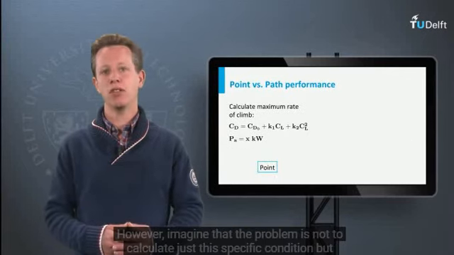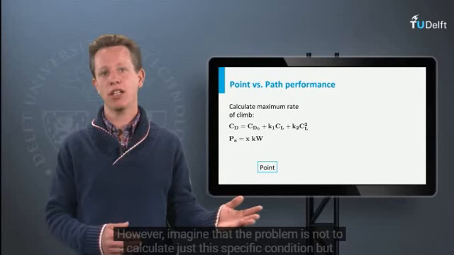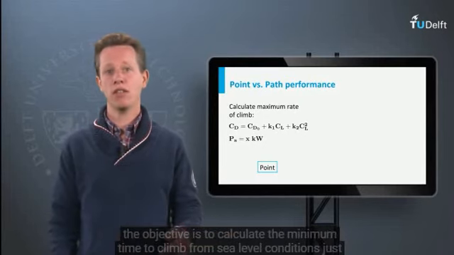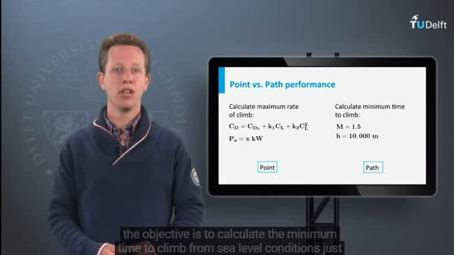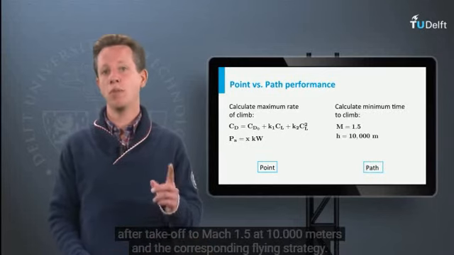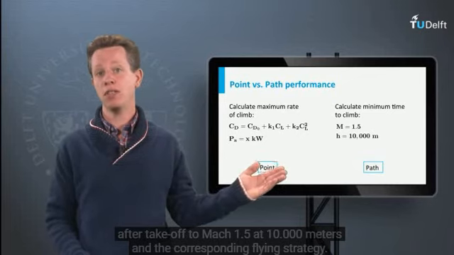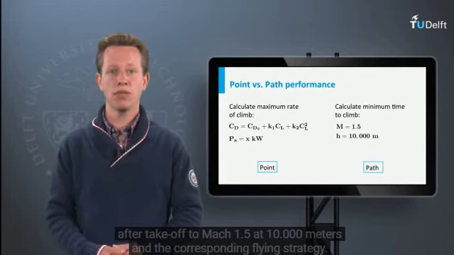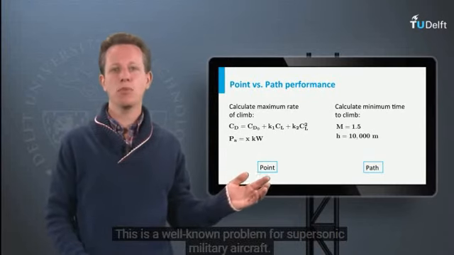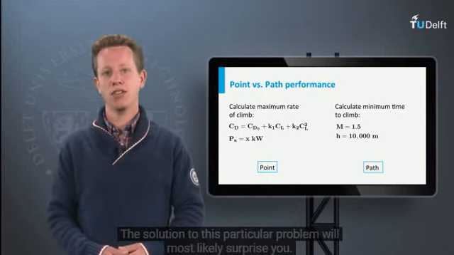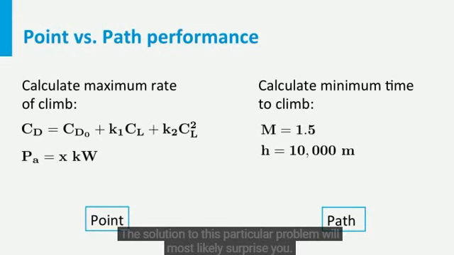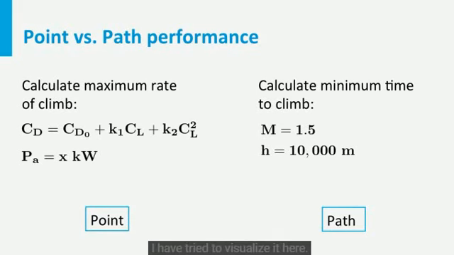However, imagine that the problem is not to calculate just this specific condition, but the objective is to calculate the minimum time to climb from sea level conditions just after takeoff to Mach 1.5 at 10,000 meters and the corresponding flying strategy. Now, this is a well-known problem for supersonic military aircraft, and the solution to this particular problem will most likely surprise you. I've tried to visualize it here.